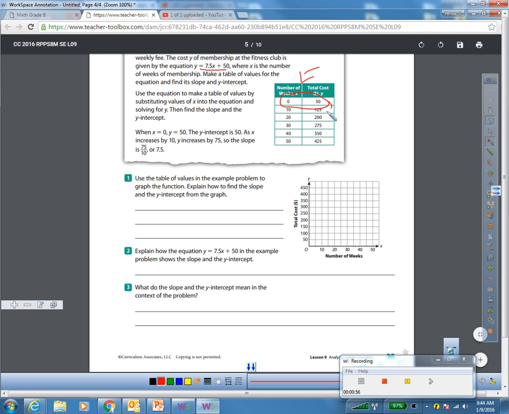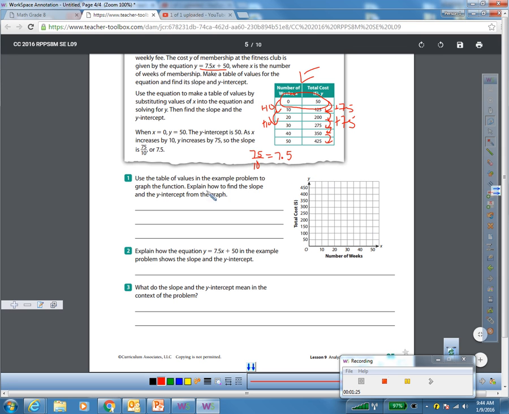And if you look at your change in your y's, each time it's going up by $75. So each time it's plus 75, and then the number of weeks is going up by 10. So each x value, or the run, is going up by 10. So 75 over 10 gives us our 7.5, or $7.50 per week.